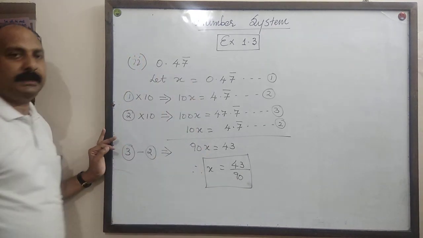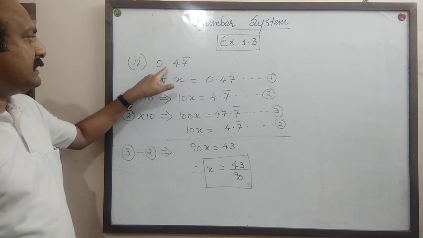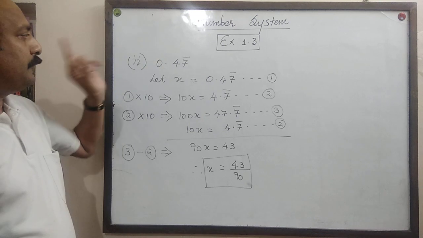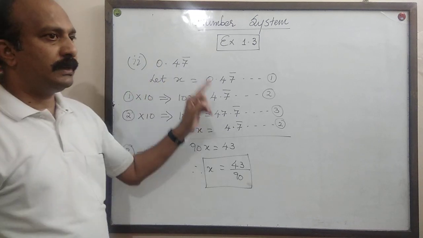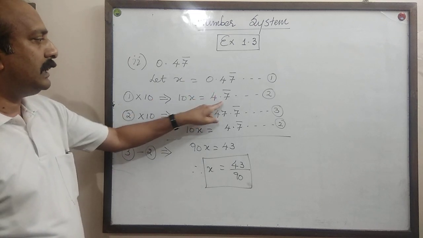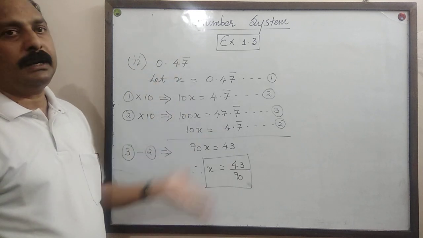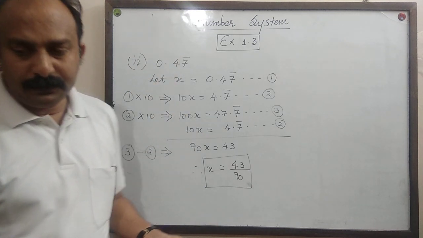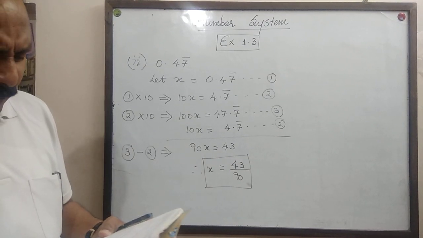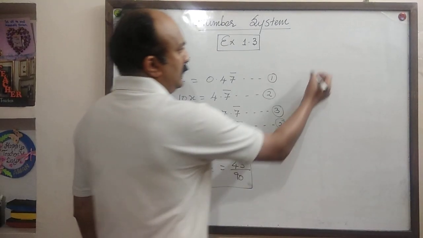This is the answer. So remember, if the bar and the decimal are not together, then first of all we have to multiply this equation by any such number so that after the decimal there must be bar sign. Then continue as we have done in the previous question. Now there is one more question. Third part of this question is 0.001. It is very easy.